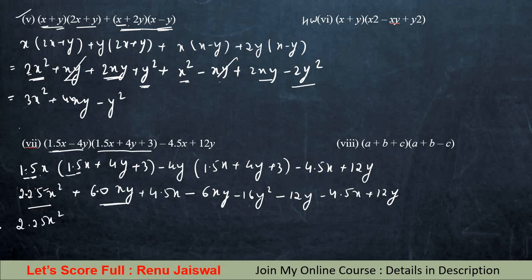xy here, plus 6xy minus 6xy cancel. And do I have another xy? No, that's all. Plus 4.5 this and minus 4.5 this cancel. Here I have minus 12xy plus 12xy cancel, and the only term I have is 16y square. Correct?